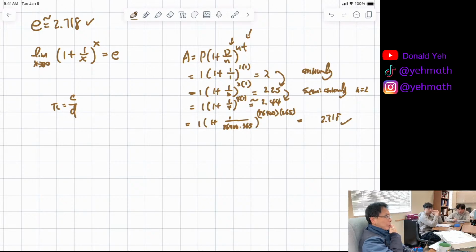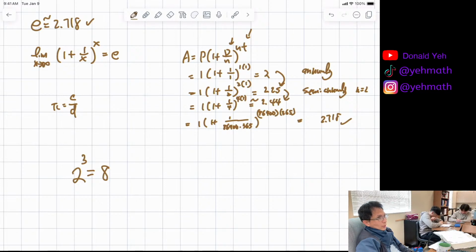Okay, so does that make sense? How do you convert from exponential form to logarithm form? So let's say 2 to the third is equal to 8. How do I convert this to log form? You're pretty close. Yeah, log base 2 of 8 is equal to 3.